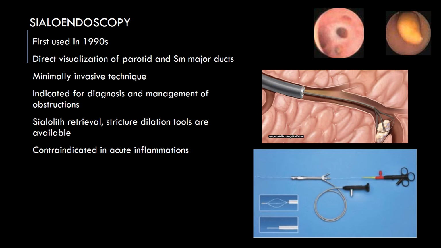Sialolith retrieval and stricture dilation tools are available, because of which, as you can see in the picture here, it can help to retrieve especially an obstruction caused by stones within the ductal system. Again, sialendoscopy is contraindicated in acute inflammations.